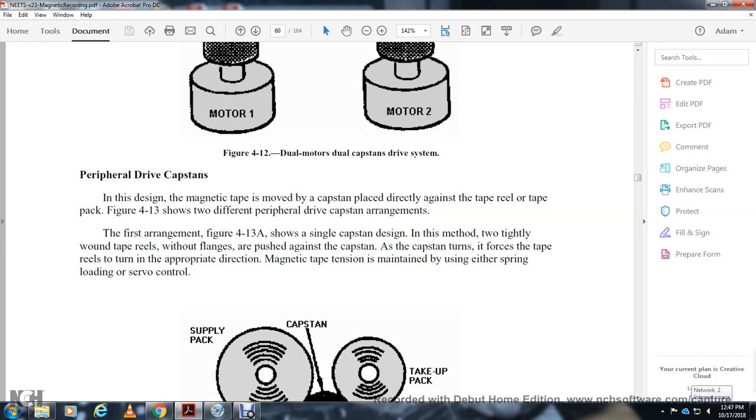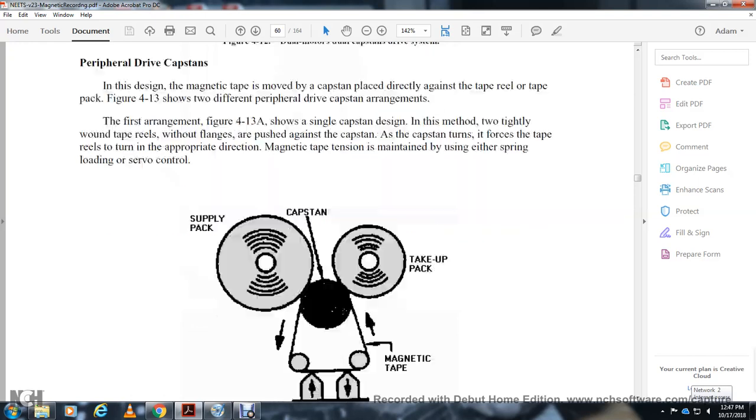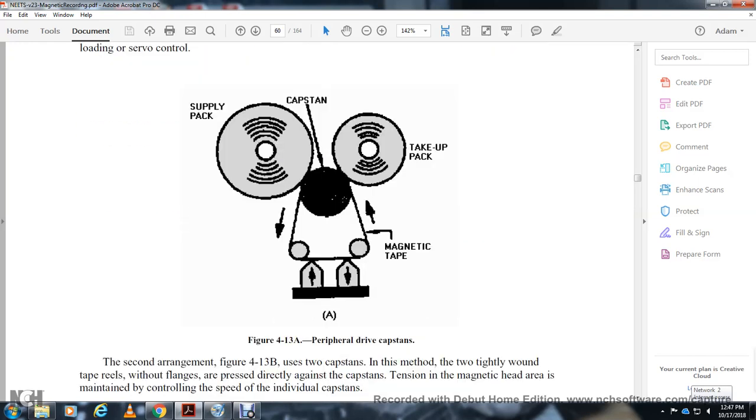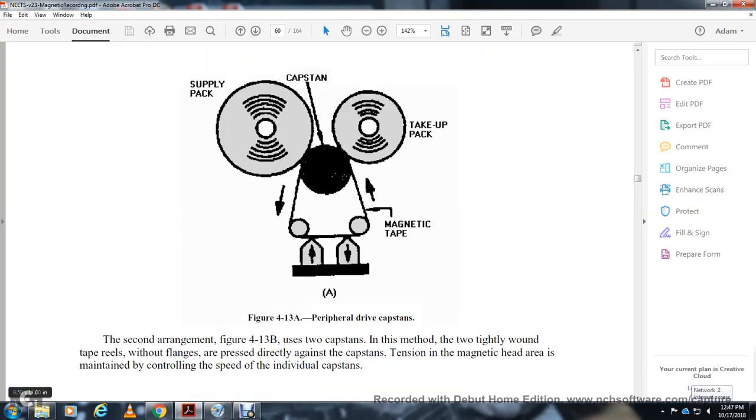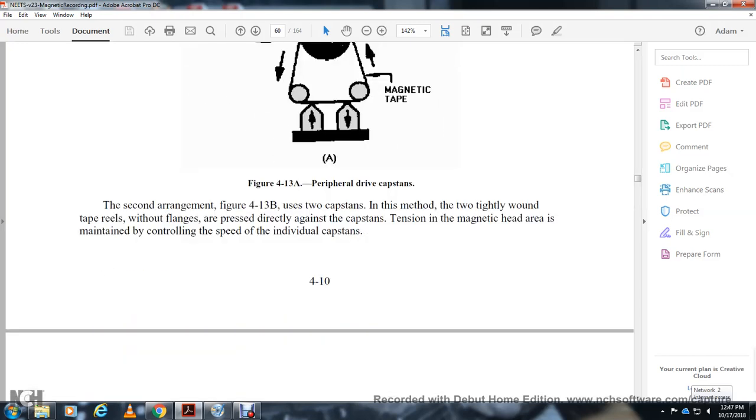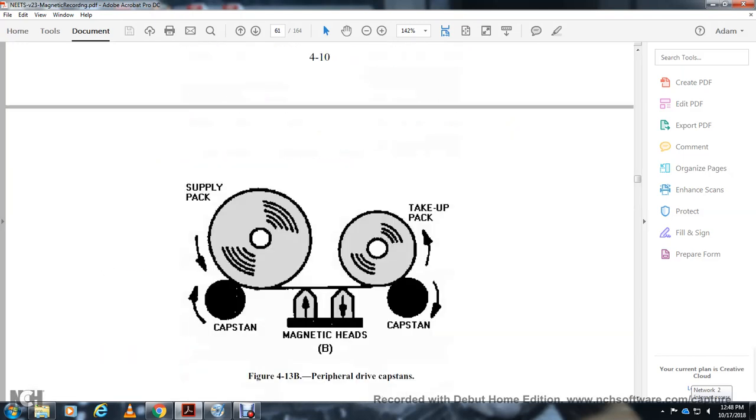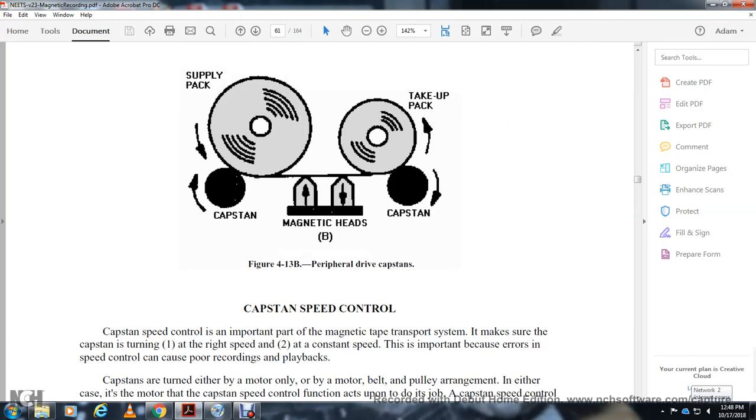Magnetic tape tension is maintained either by spring loading or servo control. Supply capstan, take up pack of the magnetic tape. In the second arrangement, figure 4.13B, two capstans are used, with the two tightly wound tape reels without flanges placed directly against the capstans. Tension at the magnetic head area is maintained by controlling the speed of the individual capstans. Supply pack, capstan, magnetic head, take up reel, and capstan speed control.